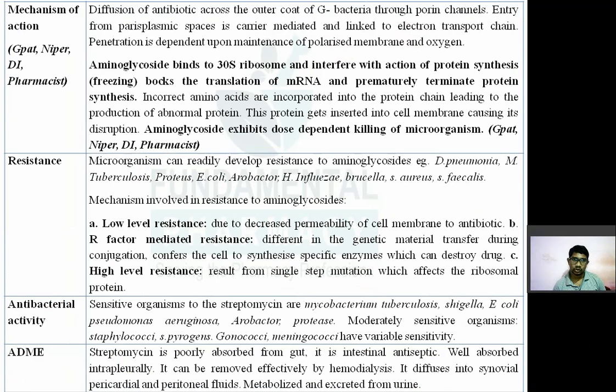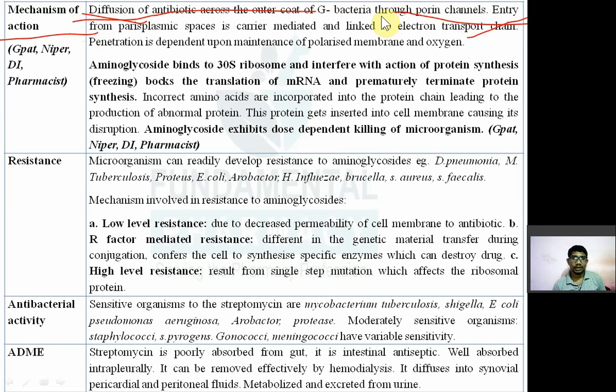They used to ask questions on the mechanism of action of aminoglycosides. So what happens when you take a drug? That drug gets diffused into the bacterial cell. Diffusion of the antibiotic occurs across the outer coat of gram-negative bacteria through porin channels. Bacteria have these porin channels on their cell wall, so the drug gets diffused inside the bacterial cell.